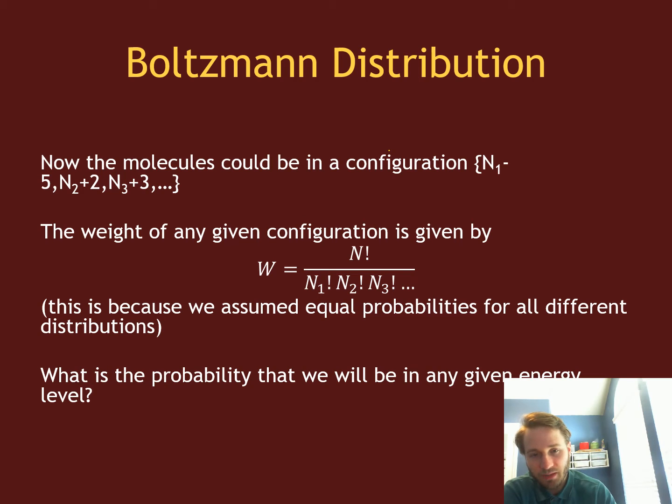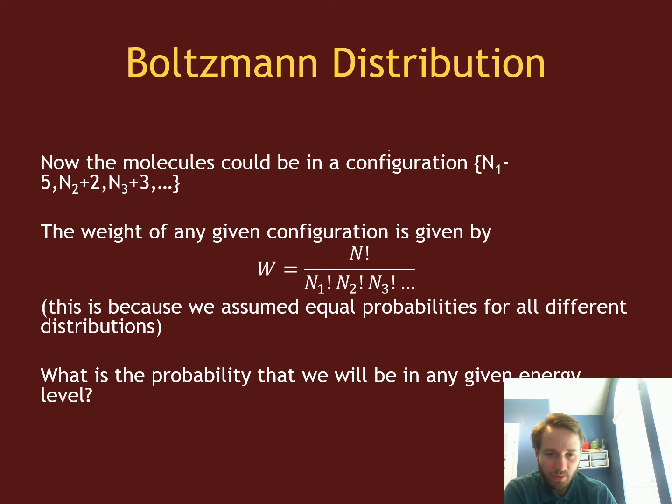There might be a situation where I take 5 molecules away from energy level 1, and I put them in energy level 2 and energy level 3, and I potentially have the same energy in my total system, okay? And so there's different ways you can organize the molecules in these energy levels that have some total energy.